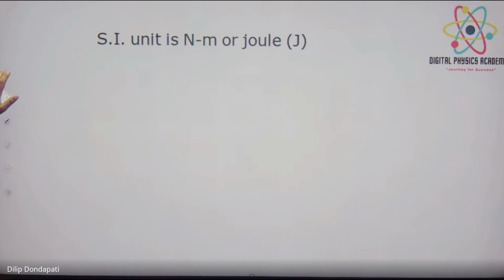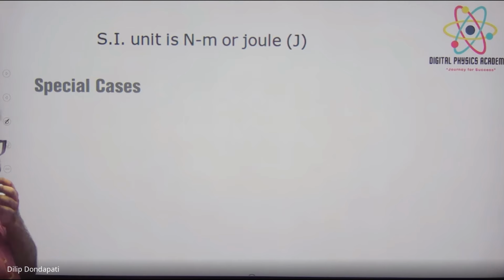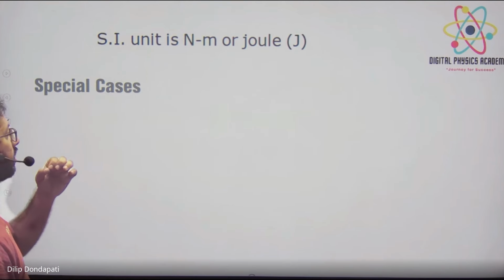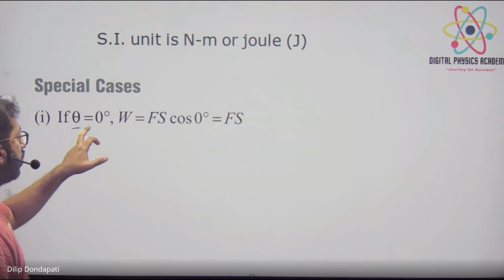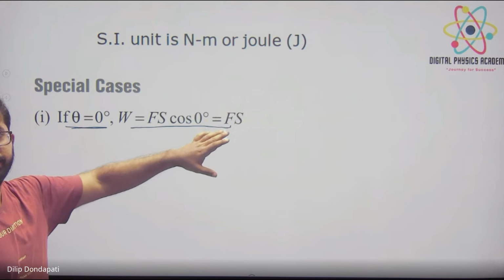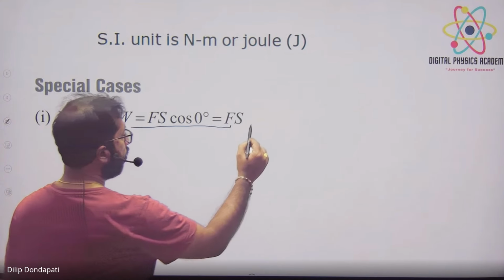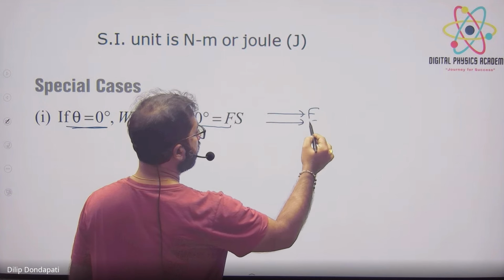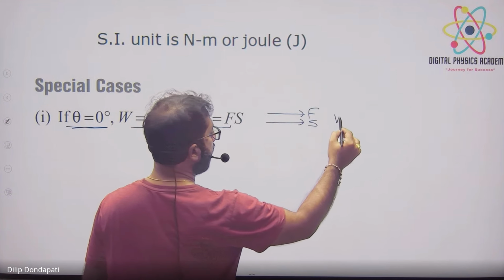Okay, copy it. The SI unit of work done is joules. And we'll see the special cases of the formula Fs cos theta. When theta is 0, how much is the work done? Fs. Simply, when force and displacement are in the same direction, work done you should take as Fs.